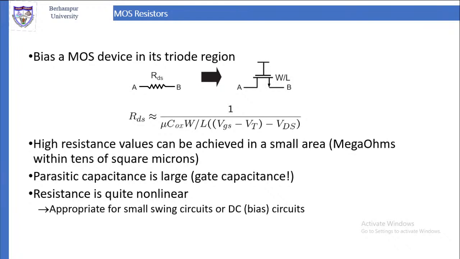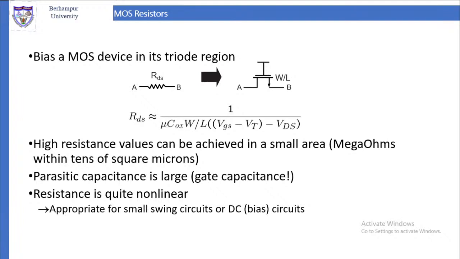Okay. In this case, the RDS expression is given here. RDS is approximately equal to 1 by mu COX W by L times VGS minus VT minus VDS. High resistance value can be achieved here, in terms of mega ohms, with tens of square microns. Small size and mega ohm resistance you can achieve here. In the previous case, it was in ohms. Here it is mega ohms. So for small resistance, you use polysilicon. For high resistance, we use MOS resistors.